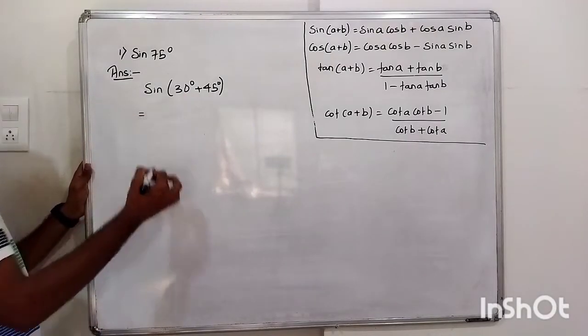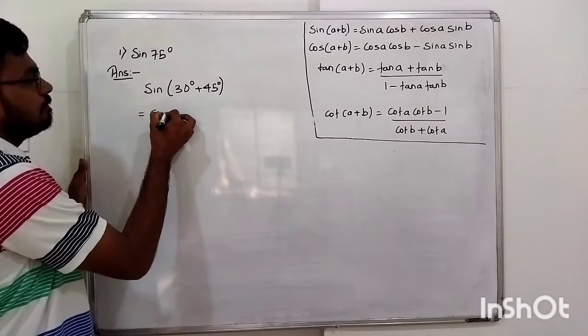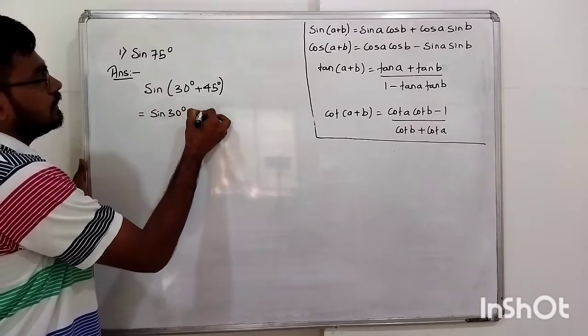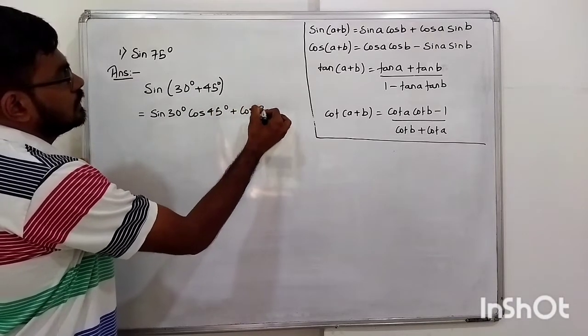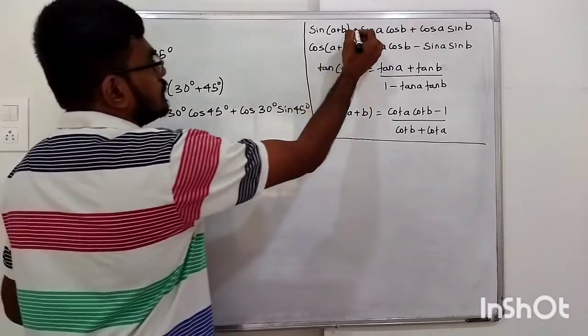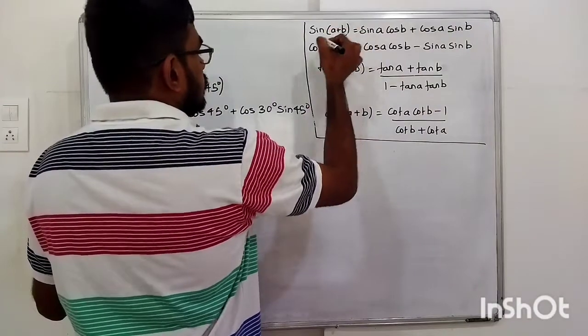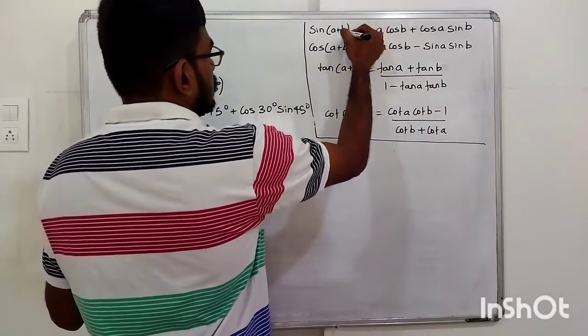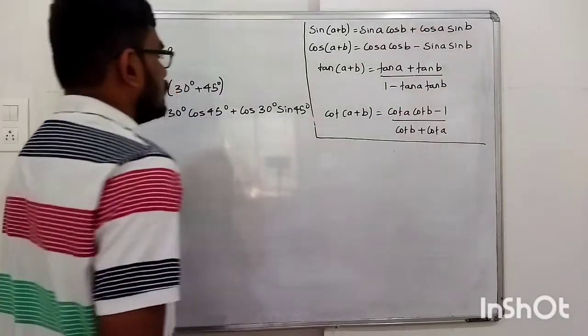Next step, we simplify this. Sin of 30 plus 45 is sin 30 cos 45 plus cos 30 sin 45, using this formula: sin of a plus b is sin a cos b plus cos a sin b. In place of a we have 30, in place of b we have 45. So sin 30 cos 45 plus cos 30 sin 45.